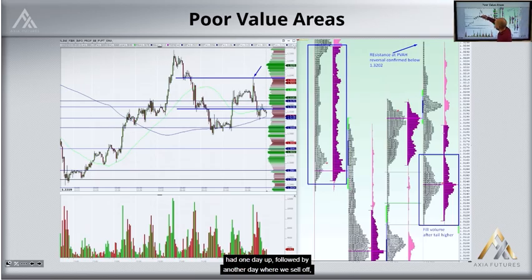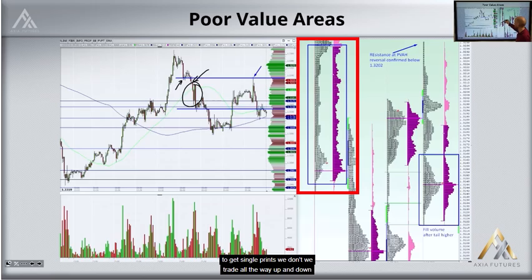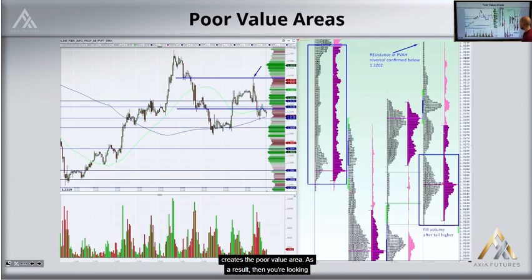You've had one day up, followed by another day where we sell off, trade down. And you might look at that and think, well, that's a pretty clearly directional day. The problem is, what happens in here to create this poor value area? You get 3 attempts down here, which form a low. You then trade across it a couple of times, and within this, particularly here, you get this 4 hours of up, down, up, down, up, down trade. And that's what creates the poor value area. You can see where you might expect to get single prints, we don't. We trade all the way up and down this zone, and that's ultimately the problem and what creates the poor value area. As a result then, you're looking for the market to trade through.